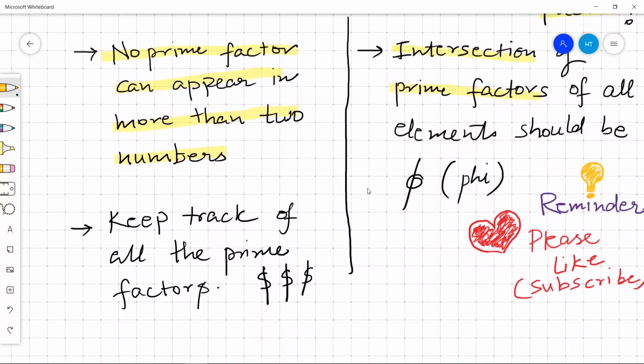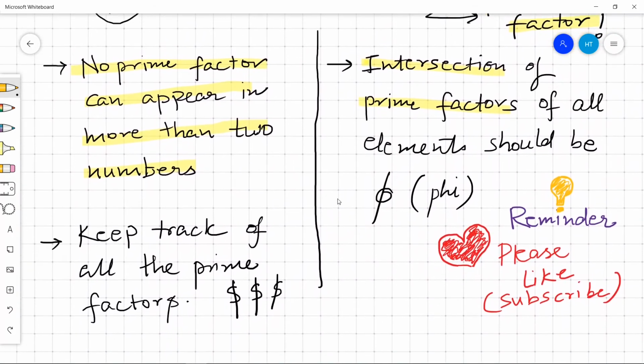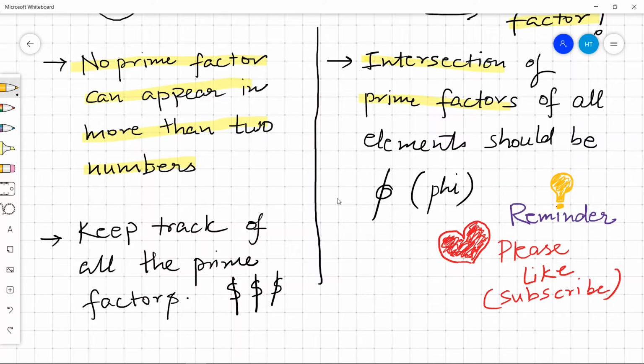We can just check the prime factors of each element. If a prime factor appears twice, that means if a prime factor, let's say PF, is coming in A as well as B, we can say that the array is not pairwise coprime. So we just need to keep track of all the prime factors that are appearing in the array. If a prime factor appears again, we can say that the array is not pairwise coprime.